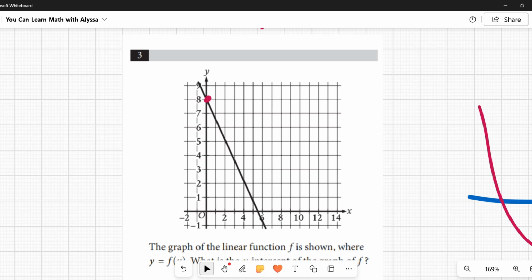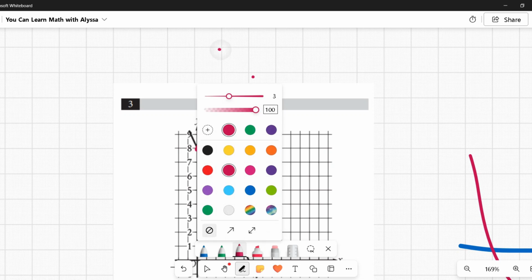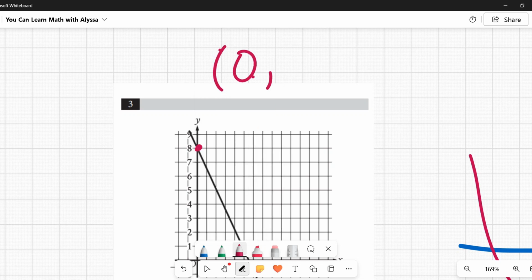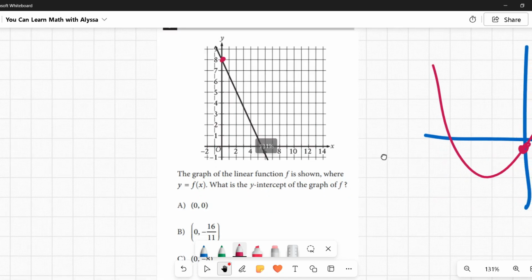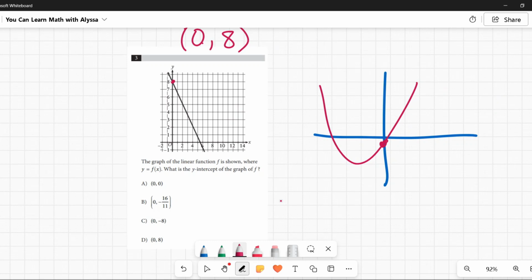So what are the coordinates for this y-intercept? Our x-coordinate for the y-intercept is always going to be 0. And so here it is 0, positive 8. X comes first, and then our y. So 0, positive 8. Let me zoom out so we can actually see the answers that are down there. There we are. And D is my answer.